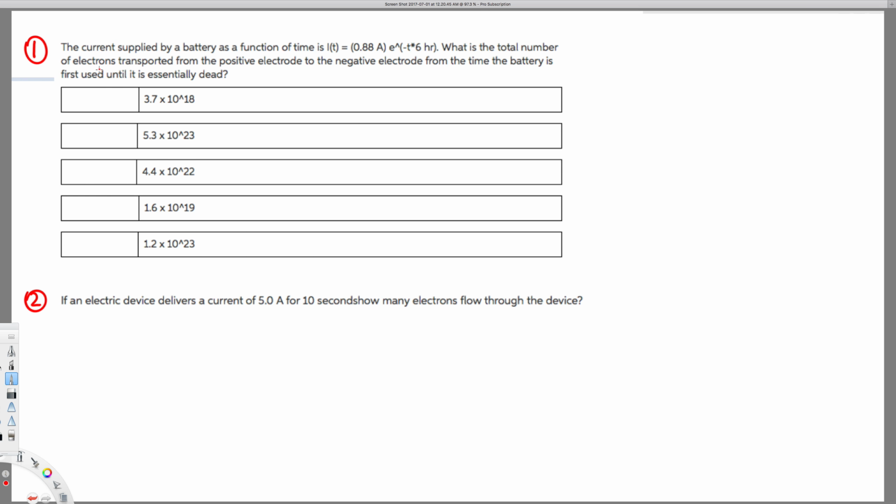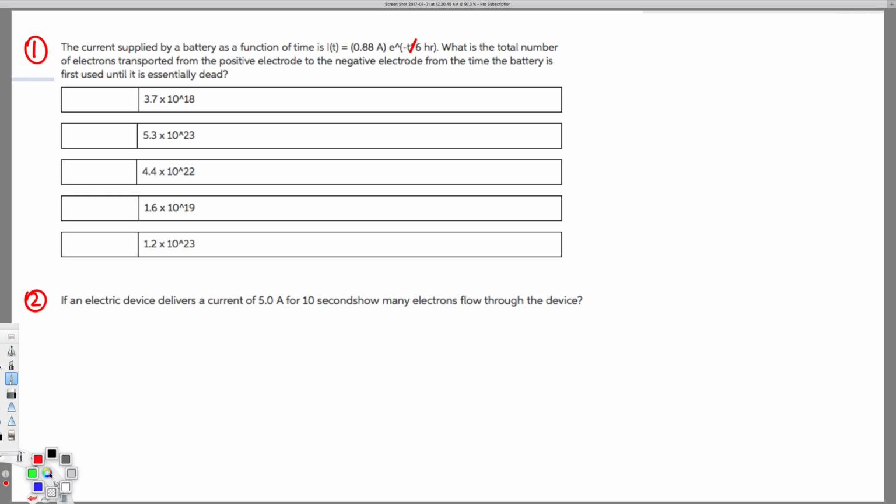The question is asking: the current supplied by a battery as a function of time is I equals 0.88 ampere times e to the power of negative t over 6 hours. What is the total number of electrons transported from the positive electrode to the negative electrode from the time the battery is first used until it's essentially dead?